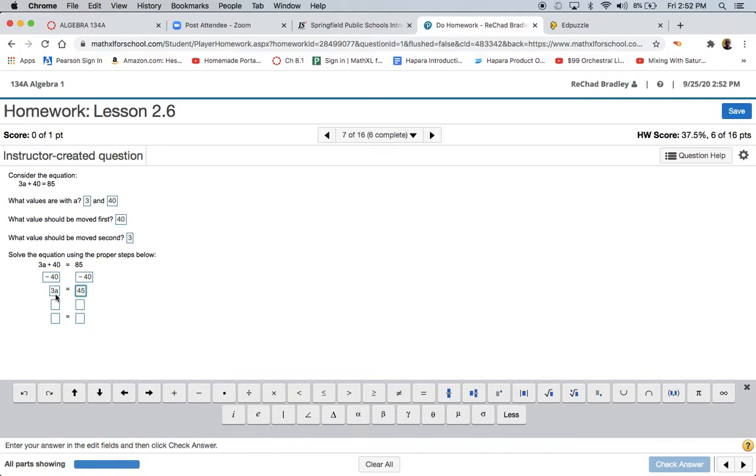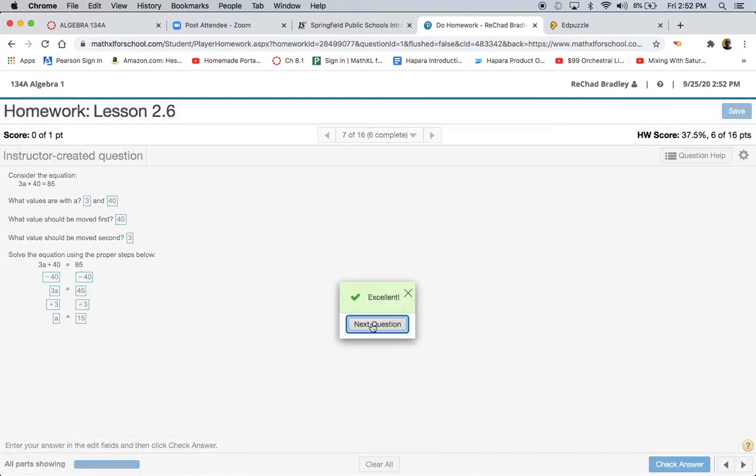This is 3 times a, which means the way I get rid of this 3 in the next box is by dividing by 3 and dividing by 3. That leaves me with a over here, and 45 divided by 3 is 15. I've done a lot of numbers like that before.